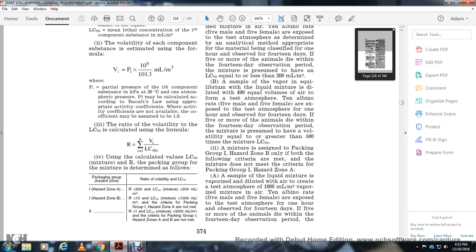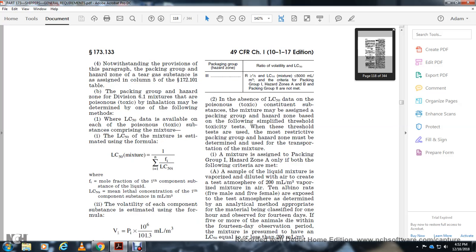In the absence of the LC50 of the poisonous or toxic substance, consider the substance of the mixture assigned with the packing group of the hazard zone, following a simplified threshold of the toxicity test. The most restrictive packing group must be determined for transportation of the mixture. A mixture assigned to packing group I, Hazard Zone A, if both of the following criteria are met.